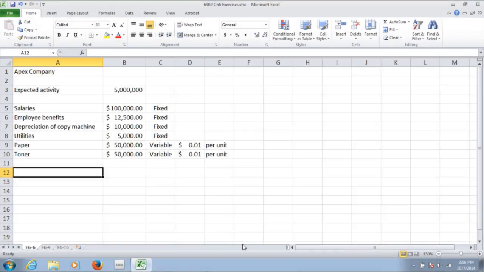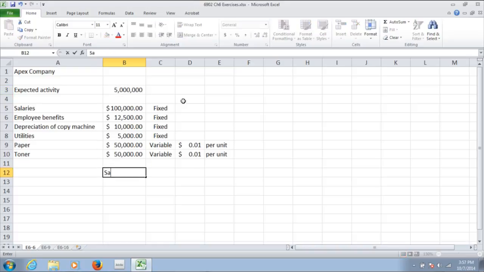Exercise 6-3 deals with Apex Company, and Apex has an expected level of activity of 5,000 copies to be made for its photocopying services. Now, there are two departments, sales and administrative. And the question is, how much of the costs associated with photocopying should be allocated to each of these products?